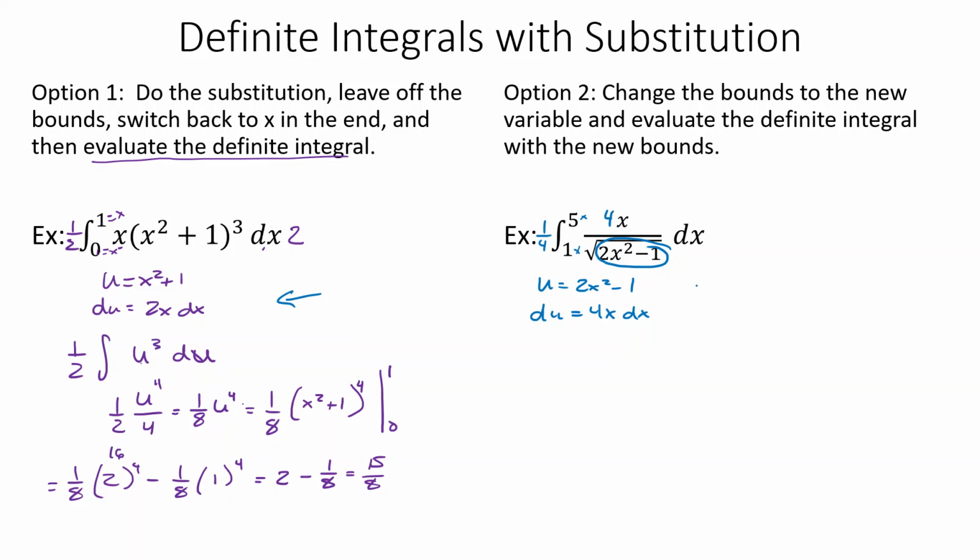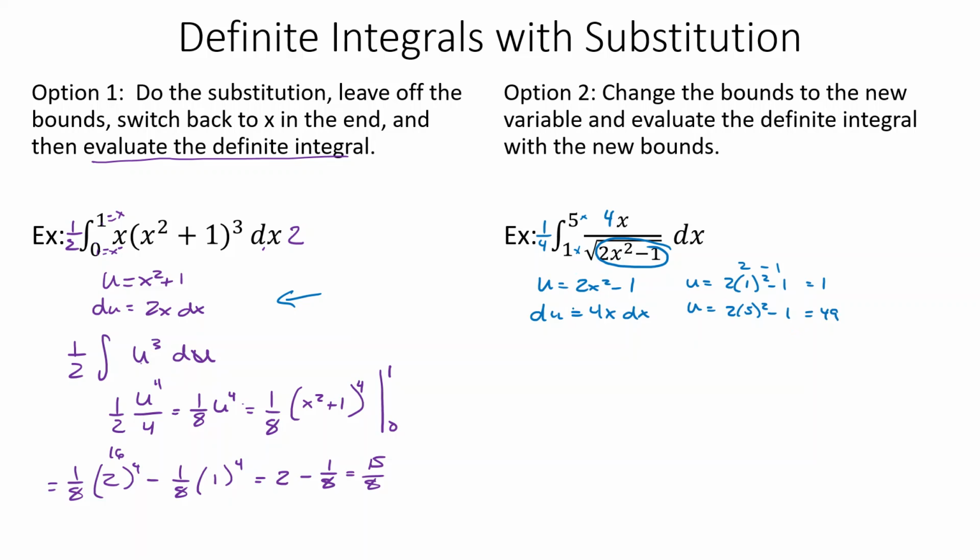So that means if I switch them to u's, u would be 2 times 1 squared minus 1. So this would be 2 minus 1 is 1. So if I plug in 1, I'm still getting 1. If I plug in 5, the other bound, definitely not going to get 5 anymore. 25 times 2 is 50. 50 minus 1 is 49.